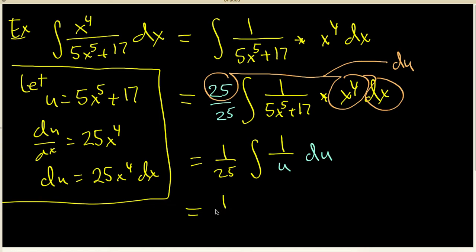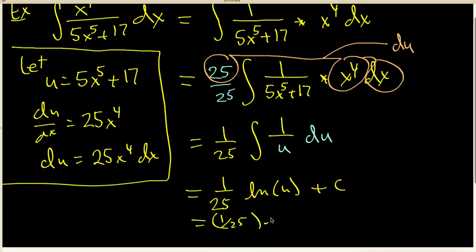That's just going to go back to 1 over 25 times the log of u plus a constant. And so the final answer is going to be 1 over 25 times the log of u, and the log of u was 5x to the fifth plus 17. Plus we have that constant of integration.